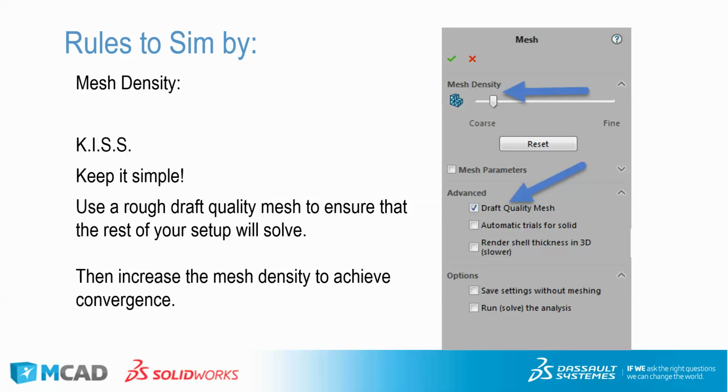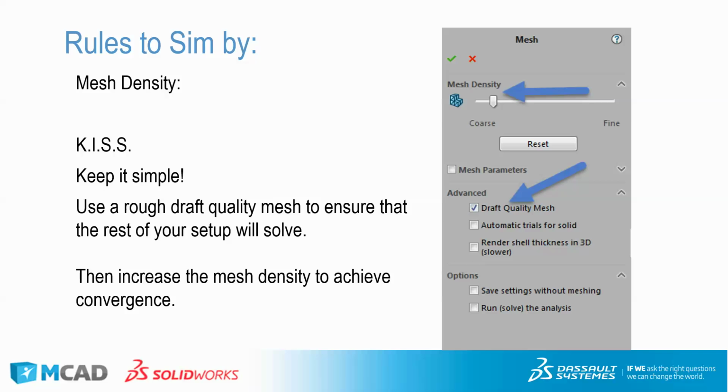But taking a look at mesh density, one of the first mistakes that users will make when they're doing a simulation is starting out too complicated. We've all heard of the acronym KISS, keep it simple, stupid. Where this applies to simulation is keeping our mesh simple to begin with. Using what's called a draft quality mesh and keeping it very coarse will ensure that the simulation will solve relatively quickly when we go to run it.